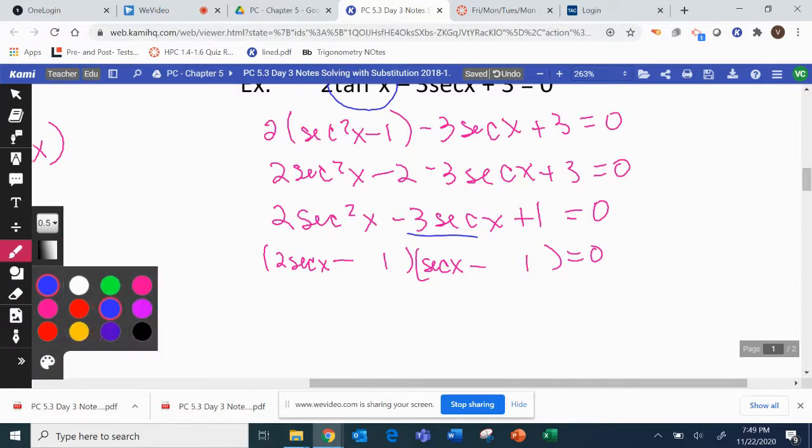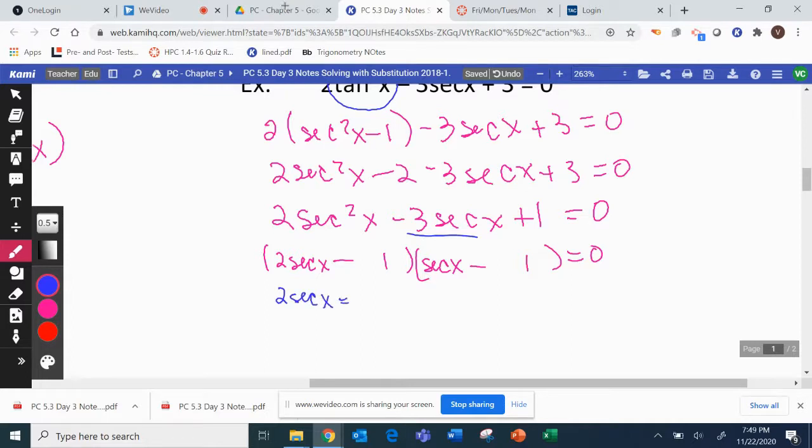All right, so I'm going to set each factor equal to 0.